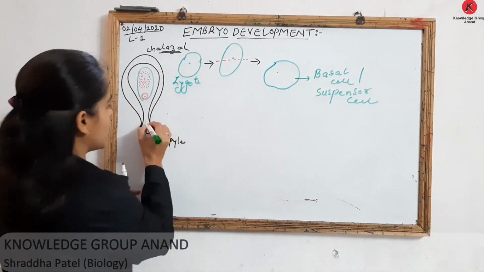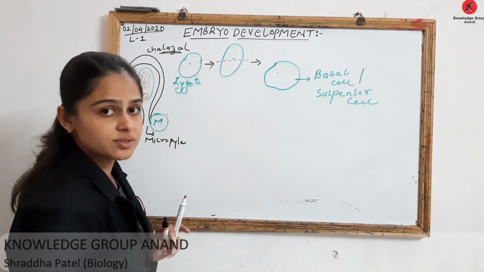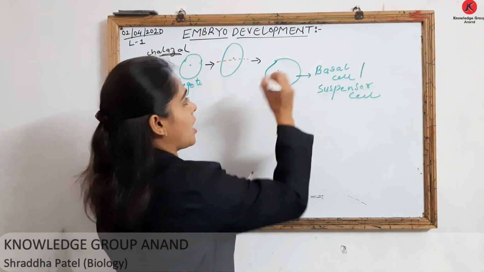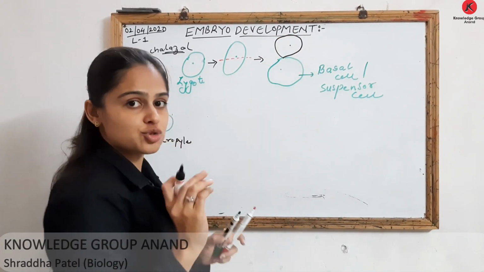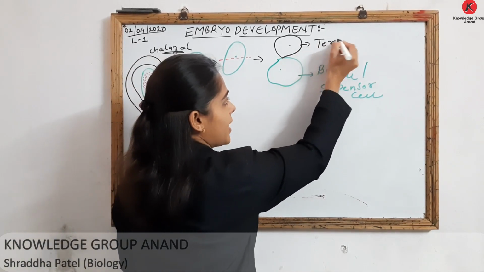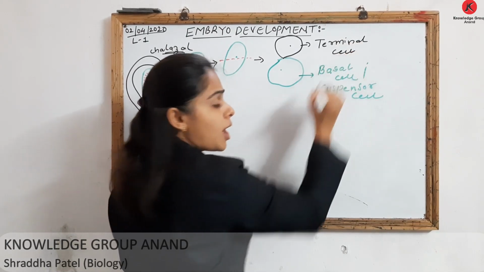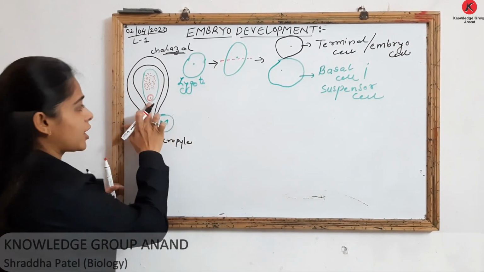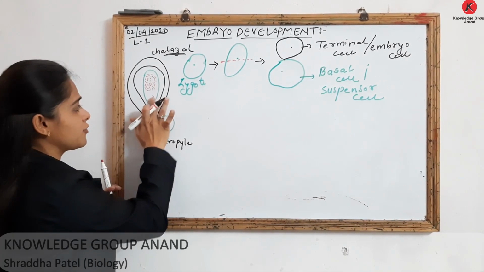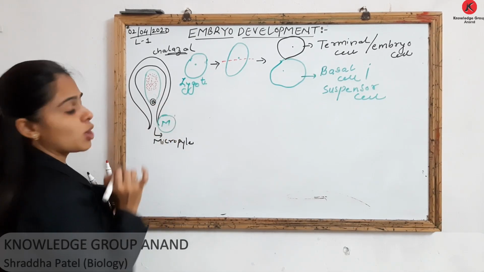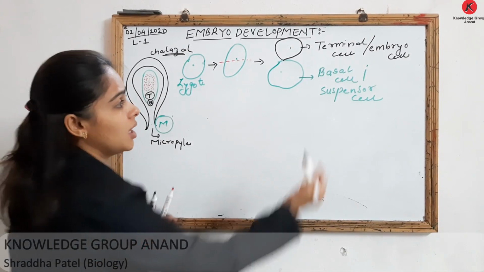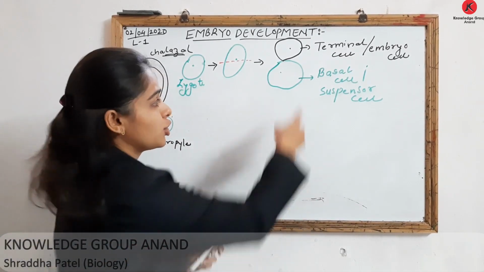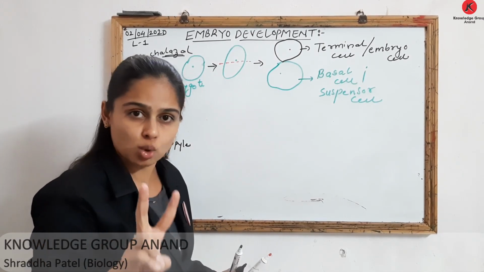This zygote elongates and undergoes transverse division, which is unequal, resulting in formation of two cells, one small and one large. The larger cell towards the micropyle we called the basal cell and suspensor cell, and towards the chalaza, the smaller cell is called the terminal cell, and it is also called the embryo cell. Okay, the zygote divided here by transverse division, which results in two cells: the one towards the micropyle we called basal, and the one towards the chalaza we called terminal, which is called the embryo cell, and the basal is called the suspensor cell. Am I clear? So this is your two-celled embryo.